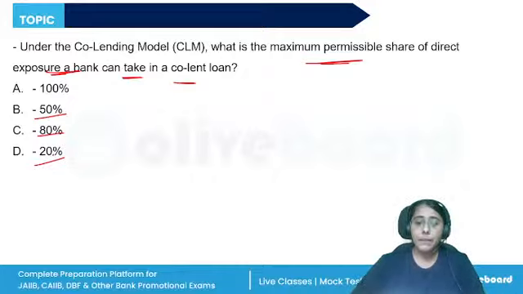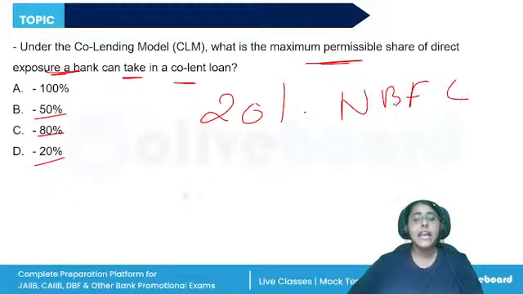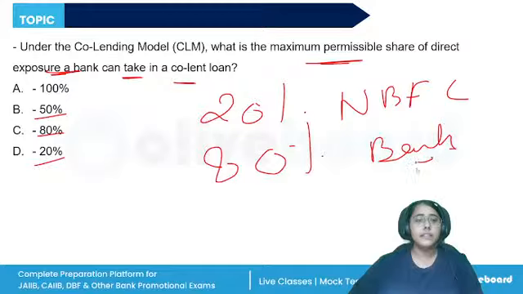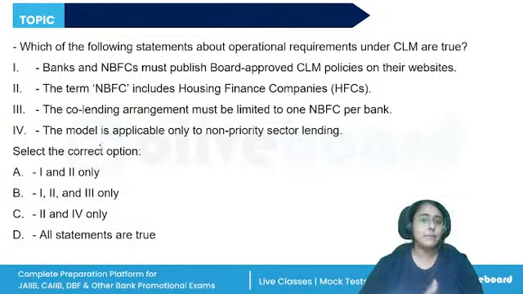So, minimum 20% by way of direct lending exposure should be retained by the NBFC, and maximum 80% can be retained by the bank, right? So the correct answer is C, maximum 80%. Minimum 20% should be provided by the NBFC.